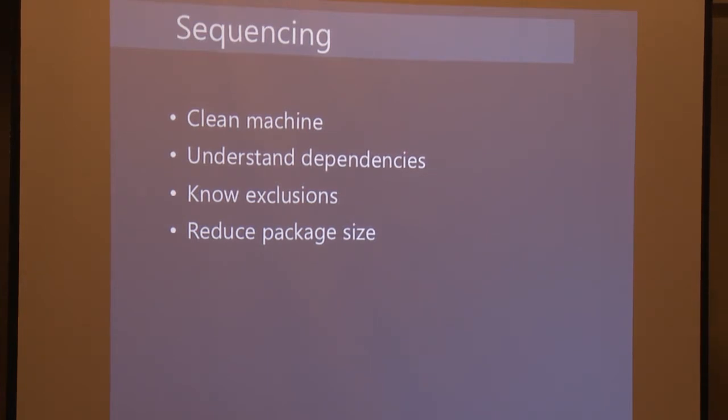We need to understand your dependencies. So if you're doing add-ins, or other applications that hook into Office, do you need to have them installed in the sequencer before you start virtualizing Office? But also vice versa. If I'm virtualizing an application that requires Office, I need to understand those dependencies as well, and perhaps I've got to install Office into my sequencing machine before I capture those applications as well.